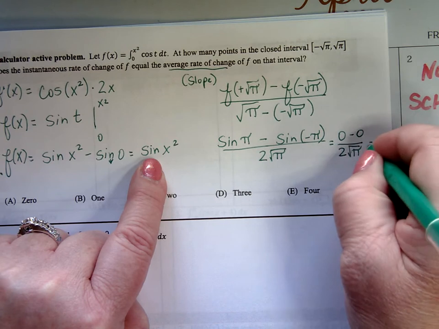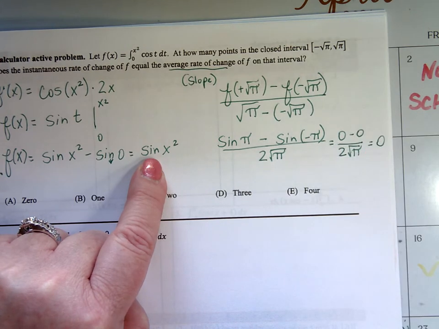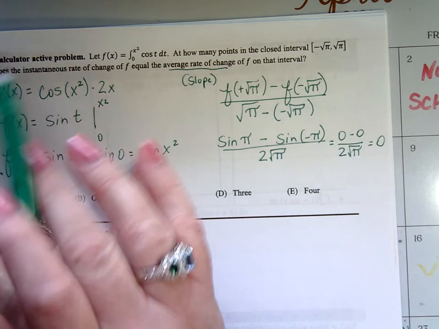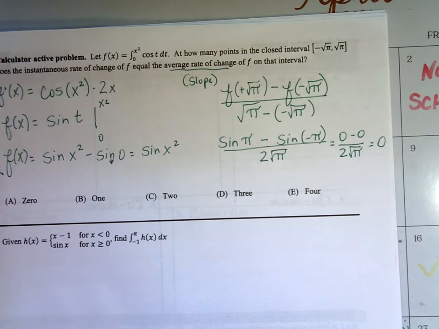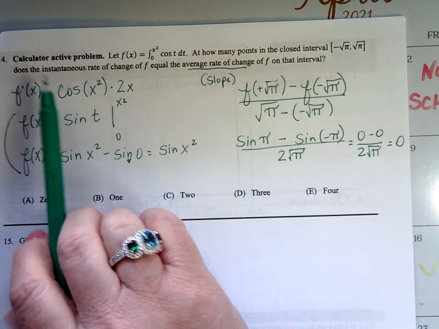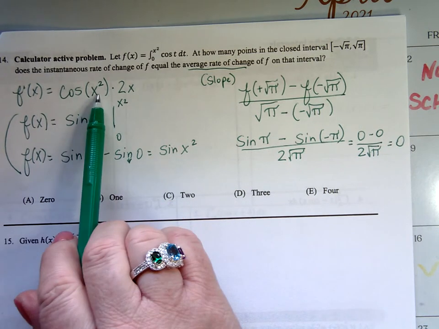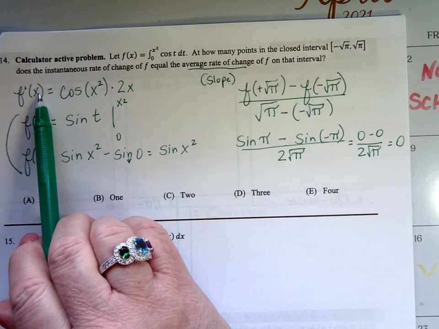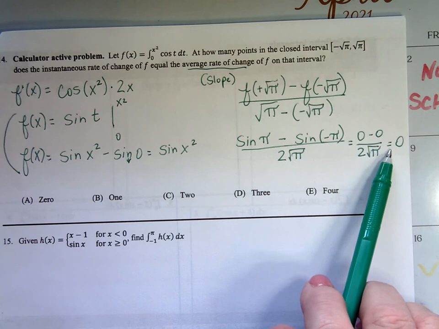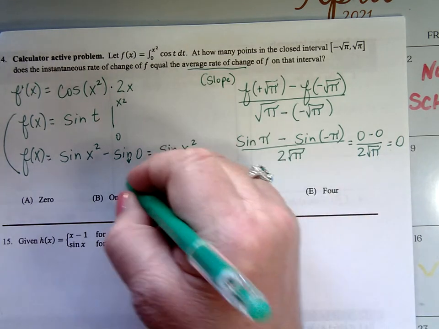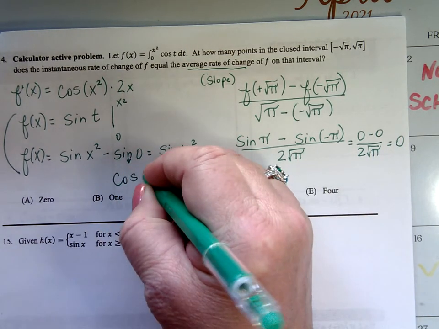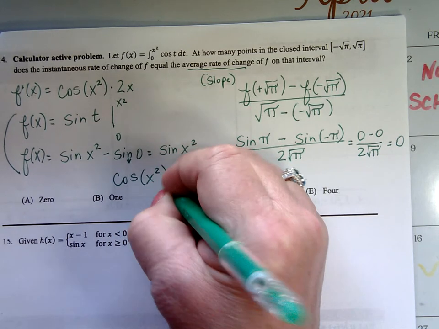So back to the question. What was the question? I don't know. We've been on a math journey trying to get there. When does the instantaneous rate of change, the derivative, equal the average rate of change? So it comes down to this: the cosine of x squared times 2x, you can put it in the front or in the back, whatever, equals 0.